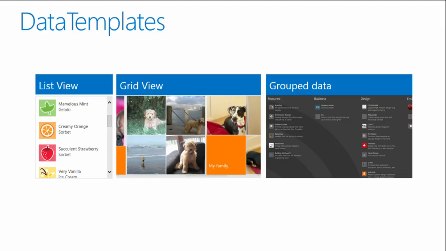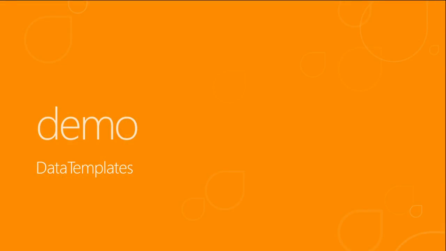So what have we got there? We've got a list of ice creams. In this case, we've got a list view that we've just data bound, but we've set a data template to make it sexy. Same thing with a Windows 8 grid view and a grouped data view. All of these are just lists of data, but the UI control, when you bind to it, knows how to do stuff. So we're going to look at how to do that.